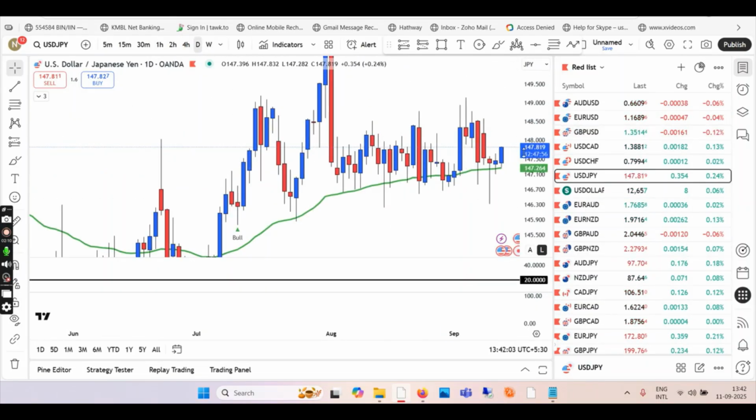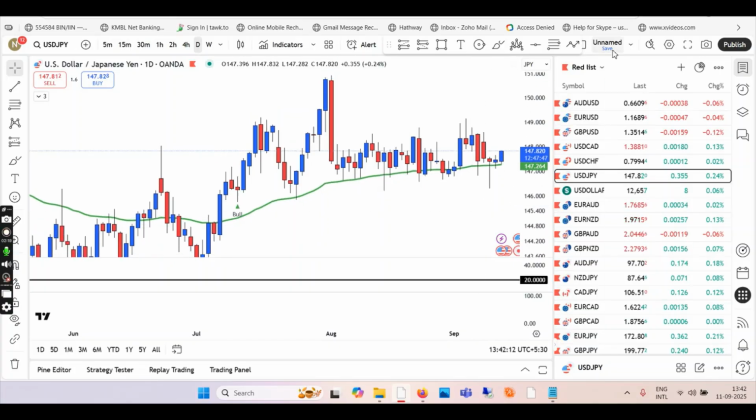But if you trade daily chart, wait for this candle to close and then enter long once tomorrow new candle starts. Okay, so look for longs in USDJPY. That's all I have for you.